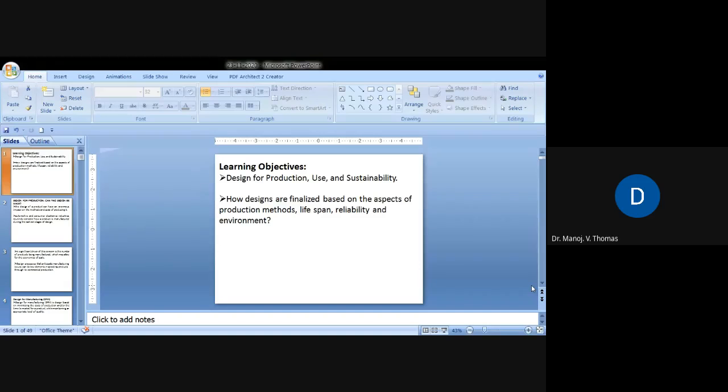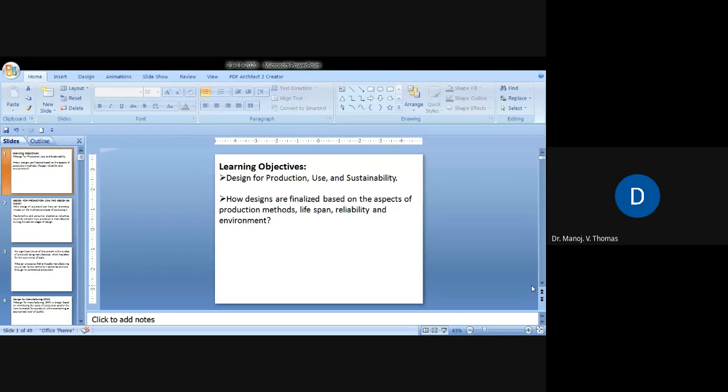So the meaning of these topics is, when we design a product, we are actually preparing the blueprint, isn't it? So we are designing, and the design may be drawn as a diagram or a detailed drawing. What is the use of that drawing? It has to be given to the manufacturing team, and they should produce it.